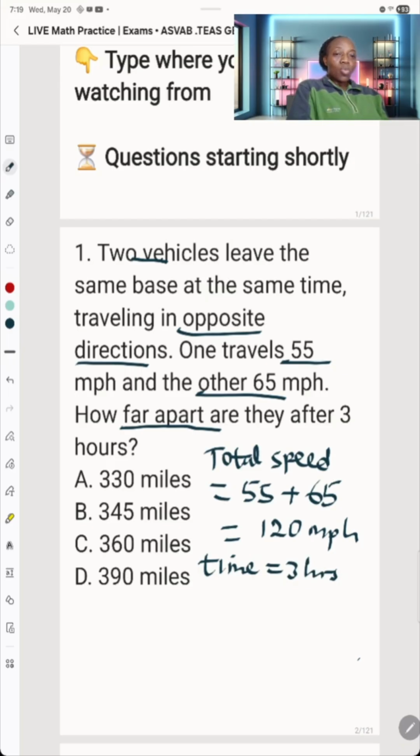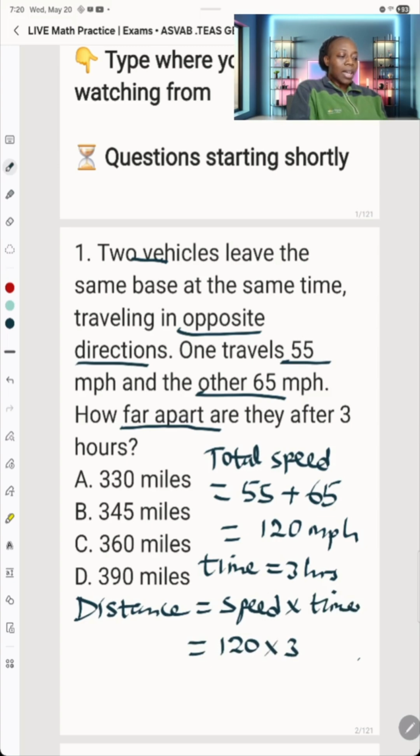And the formula here is speed equal to what? Speed equal to distance over time. When you have to find distance like this, you want to make distance the subject of the formula. So from speed equals distance over time, distance is speed times time. That will give us 120 multiplied by 3, and that's going to be 360 miles. And that's it. The answer is C.